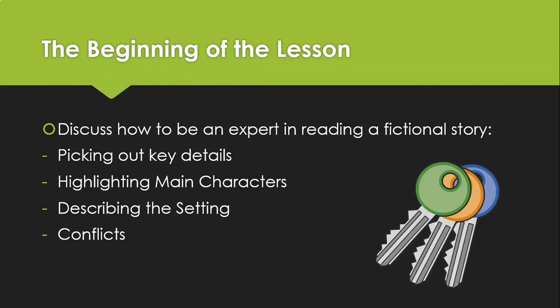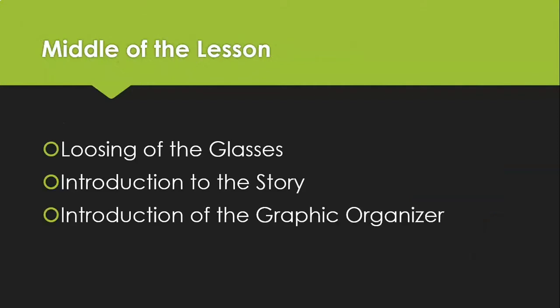One thing they learned is how to pick out key details and what makes something a key detail in the writing. They've learned to highlight main characters already, and describe the setting and conflicts. So we'll go over things they've already learned. That way, it'll get them engaged in what they're going to do and get them in the mindset to write. And then the middle of the lesson.